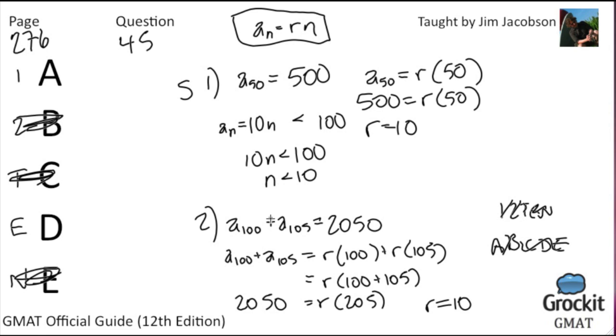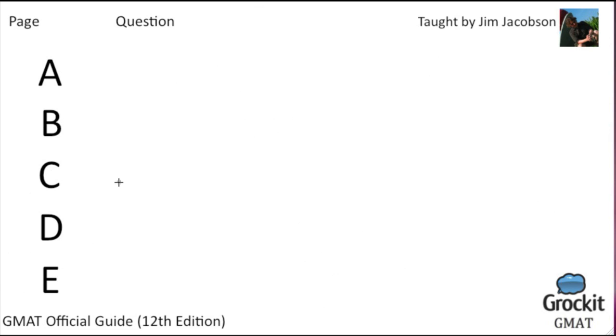And then for the exact same reasons as listed up here, statement 2 is also sufficient, so we can cross off the answer that says statement 1 alone is sufficient, and we can circle with confidence answer choice D. Either statement on its own is sufficient. On to the next page, page 277, number 46.